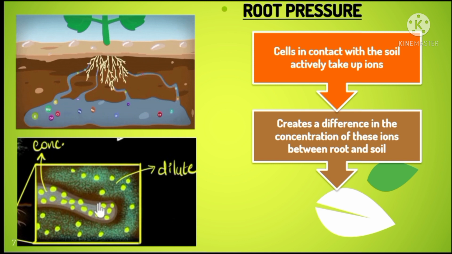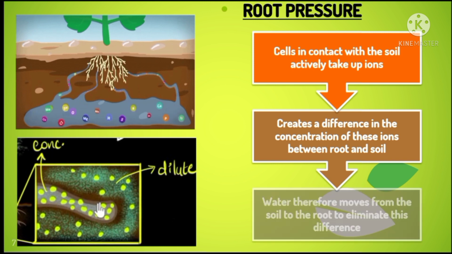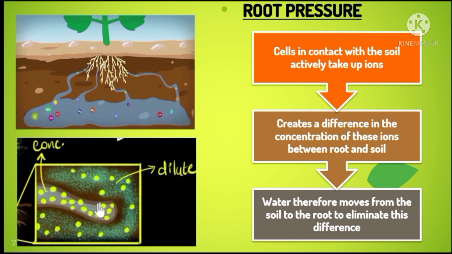But nature won't accept this imbalance. Hence, the ions must revert back to the soil, which again requires some energy, and the plant doesn't want to spend energy again. So what happens here is quite fascinating. Actually, here water therefore moves from the soil to the root to eliminate this difference. And yes, the balance is brought in again. And can you tell me, what is this process called?